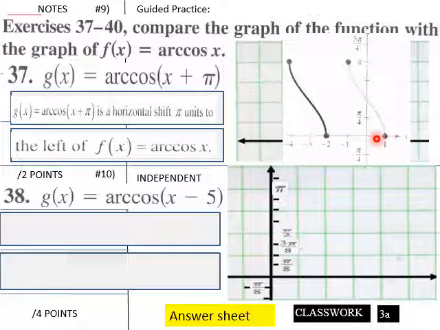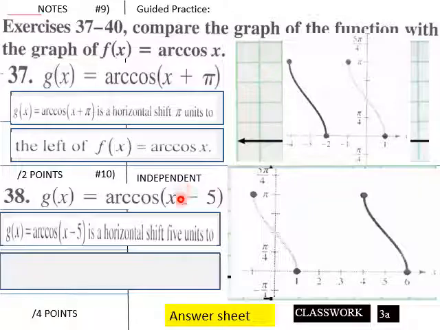So instead of starting here at 1, we shift to the left pi units, which is 3.14 units to the left, and then we have the same symmetry on your curve. This shifts to the left 3.14 as well.